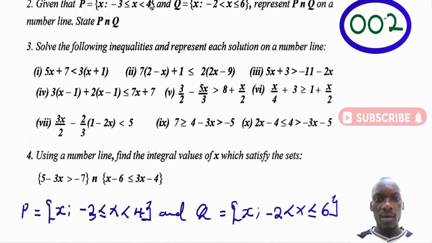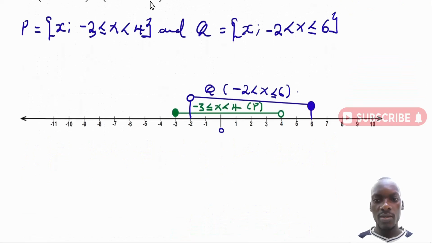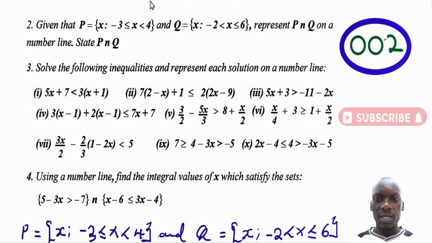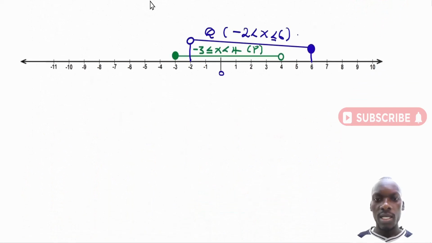Now we put the answer down: represent P intersection Q on a number line, and state P intersection Q. For P, we have negative 3, negative 2, negative 1, 0, 1, 2, then 3. For Q, we have negative 1, 0, 1, 2, 3, 4, 5, 6. The intersection begins from negative 1, up to 3. This is the intersection.